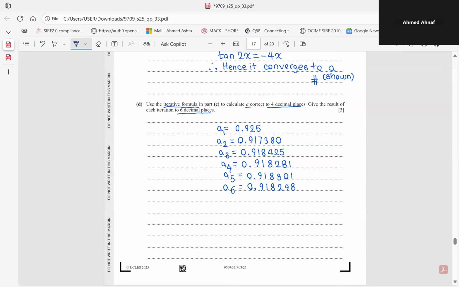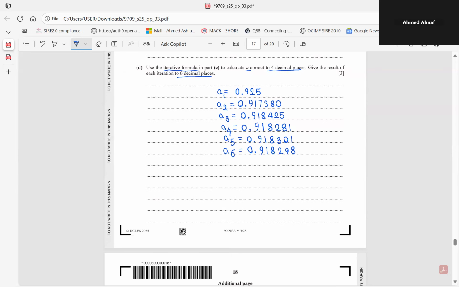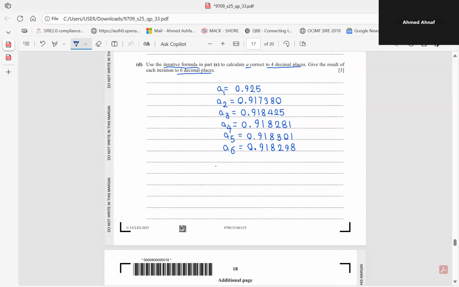And as you can see, it's still not equal, but when you round it off to 4 decimal places, you will get 0.9183, which is the same result as the previous iteration when you round it off to 4 decimal places. Hence, we can say that our final answer is A equals 0.9183 to 4 d.p. So this is our final answer for this part, as well as the entire question.